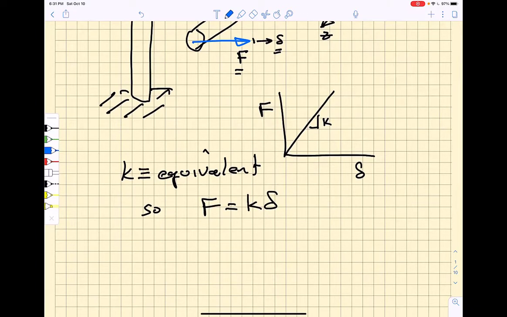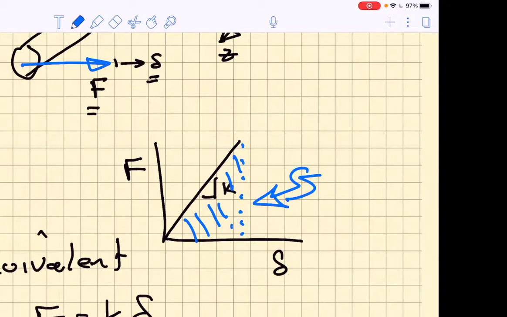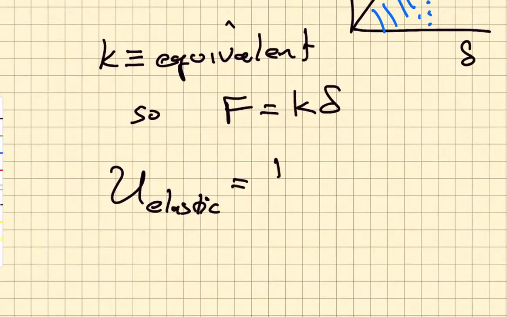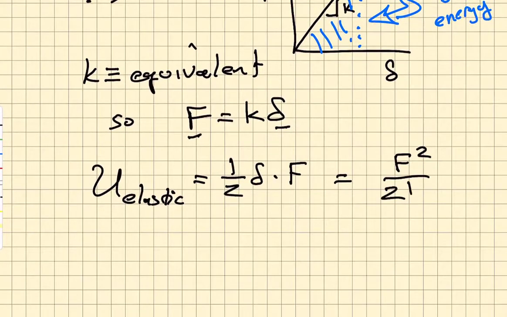Now, interestingly, if we were to integrate F with respect to deflection, we would get the area under this curve, and the area under that curve is just stored elastic energy. I'm going to go ahead and call that U elastic. It's just going to be 1/2 the base delta times the height F. Well, if delta and F are related through the simple linear spring equation, then this is also just F squared over 2K. So we have stored elastic energy.